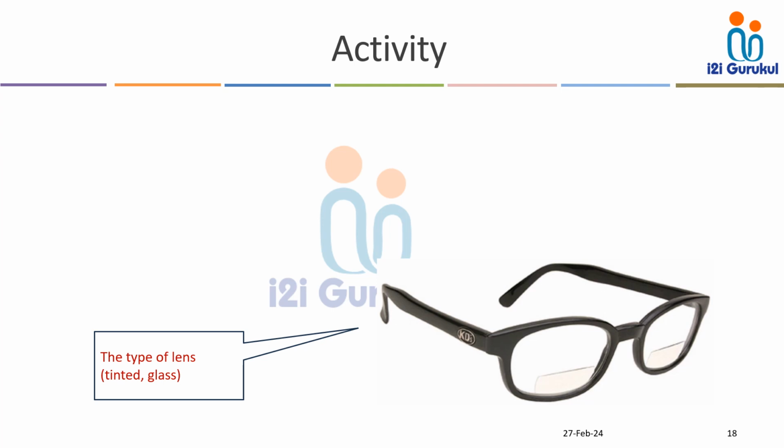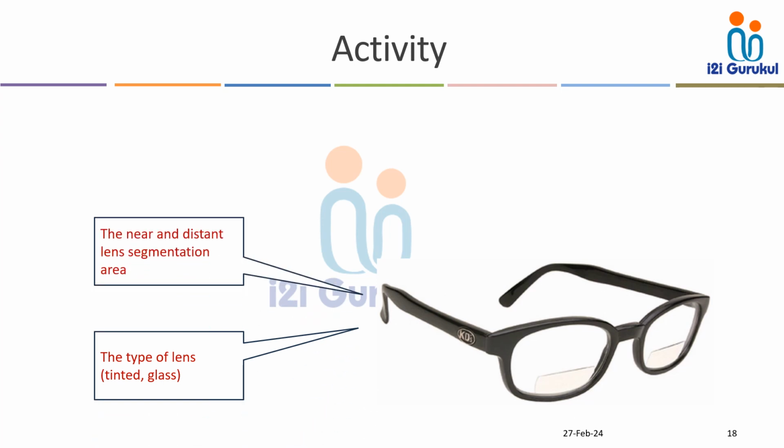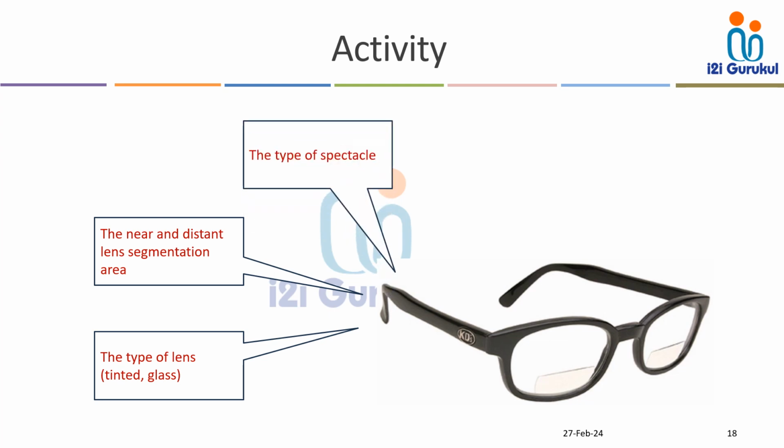The second one is the near and distance segment area: whether the distance segment is larger than the near or the near is larger than the distance. Based on their work profile, you can find out what type of segments are given to presbyopic patients and the type of spectacle, whether it is bifocal or progressive addition lenses, based on their spectacle assessment.